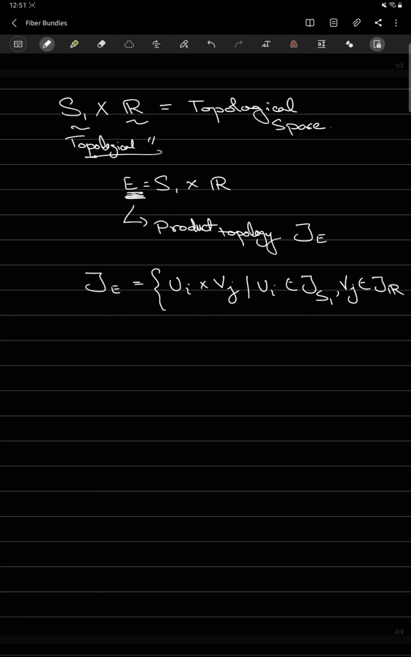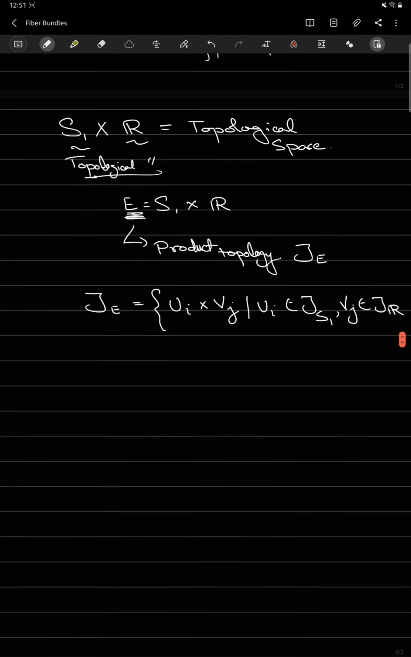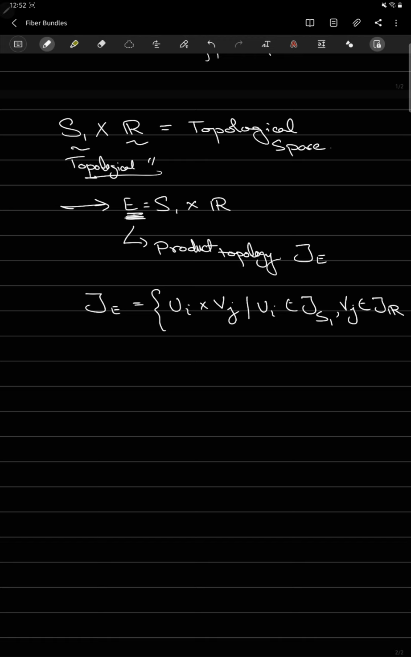Okay, well, I'm not going to choose such a topology for our particular case of fiber bundles right now. Why I discussed this? Well, it was just to answer the question of whether we can even define a topology on this set E, right? So the answer is yes, we can, right?